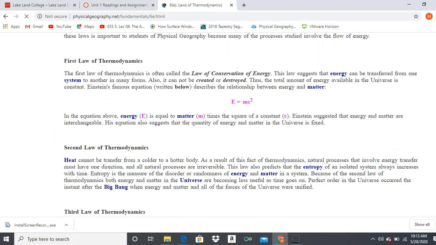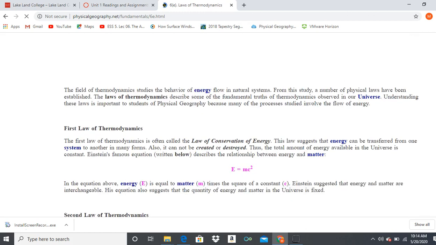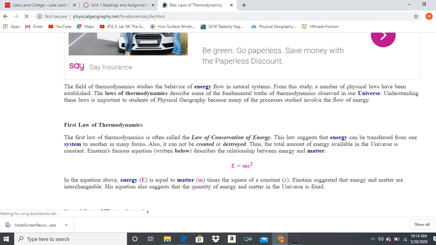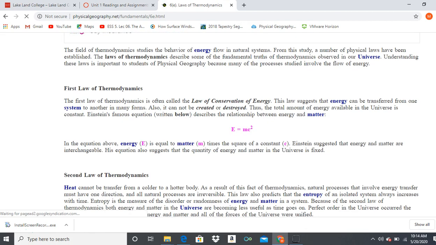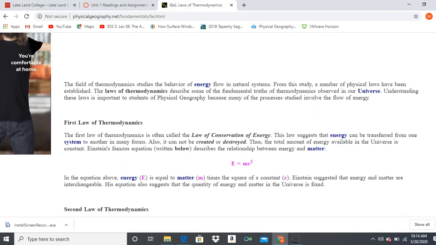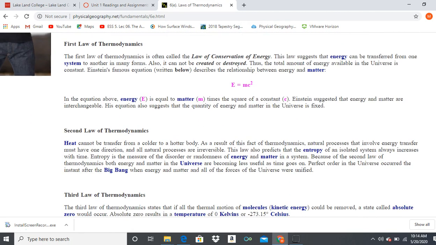The laws of thermodynamics are basically the rules of how energy moves. There's a first, second, and third law of thermodynamics. For the sake of time, I'm much more interested in the second law of thermodynamics, which basically says that heat really has to move from hotter to colder bodies. And that's what we talked about.